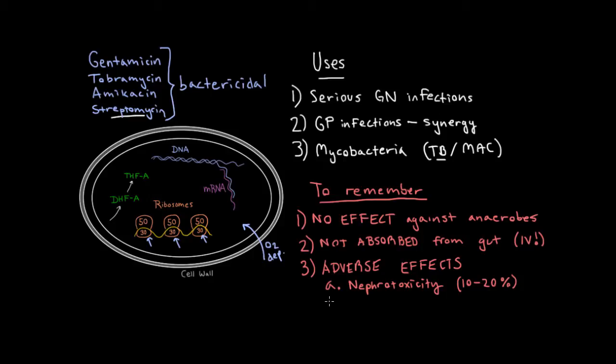Now the second most important adverse effect is, wait, what? I can't hear you. It's ototoxicity. So aminoglycosides can actually cause both cochlear and vestibular toxicity, which means theoretically they could give you permanent hearing loss or permanent disequilibrium. Now imagine having vertigo for the rest of your life. So that about does it for the basics, and now let's get on to dosing aminoglycosides.